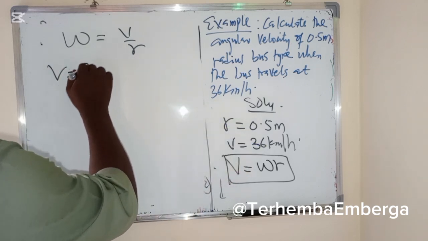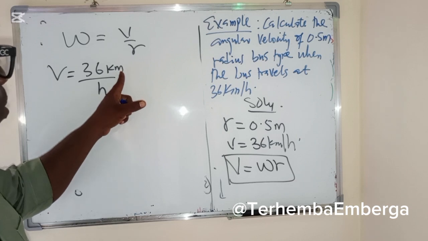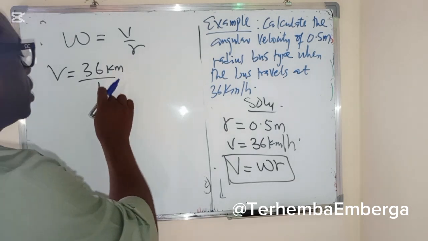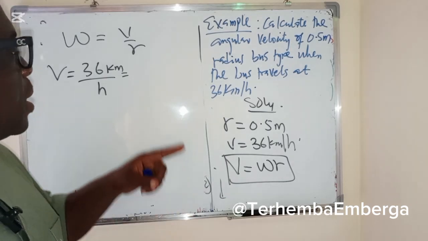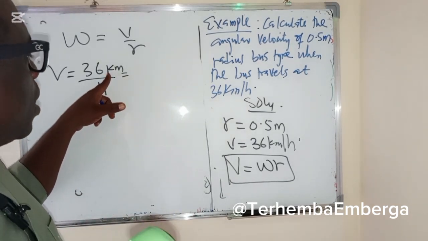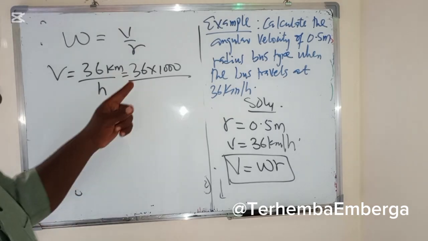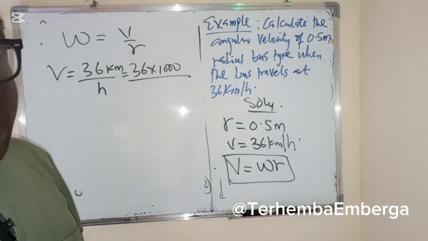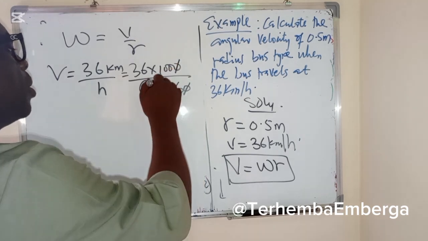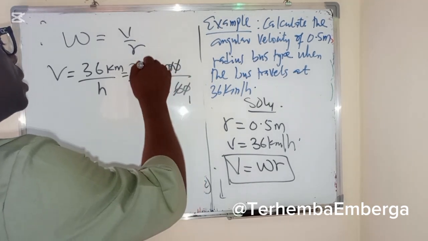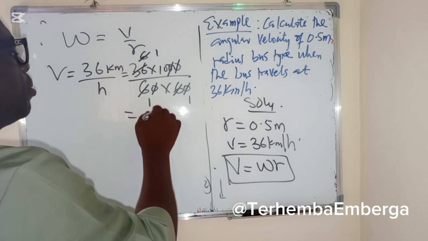So V is equal to 36 kilometers all over hour. So converting kilometers to meters and hours to seconds. The relationship between kilometers and meters is 1,000 meters is equivalent to 1 kilometer. So we simply say this is 36 times 1,000 all over, in 1 hour, we have 3,600 seconds. So this is 60 times 60. So 10 will cancel this. One of these will go with this. 6 into 36, 6. 6 here, 1. 6 here, 1. So this is equal to 10 meters per second.